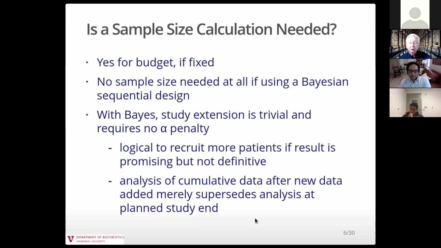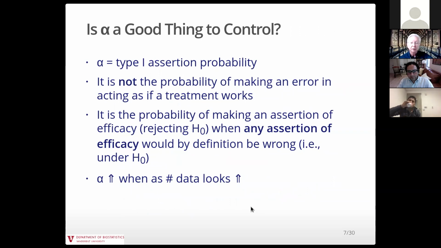The analysis of cumulative data after new data are added merely supersedes the analysis at the planned study end. So in the Bayesian way of thinking, new knowledge makes old knowledge out of date and no longer relevant. It seems a very simple idea, and it is. The beauty of it is when you think about obsolete data or obsolete knowledge, you've got 200 patients now. What you knew when you had 100 patients is no longer relevant once you have the 200th patient. And it just makes sense that you want to supersede previous analyses. And so there's no multiplicity issue in the Bayesian paradigm. So your ability to add data is really unlimited.